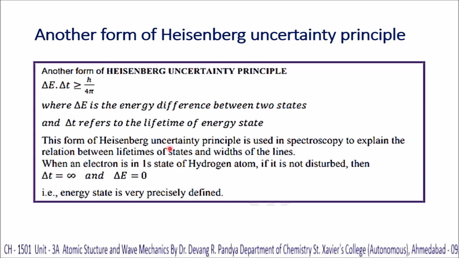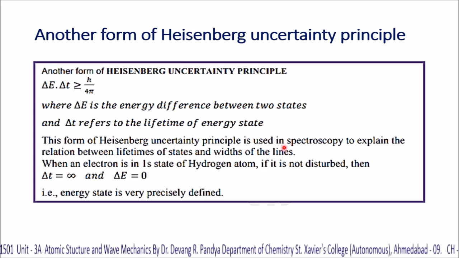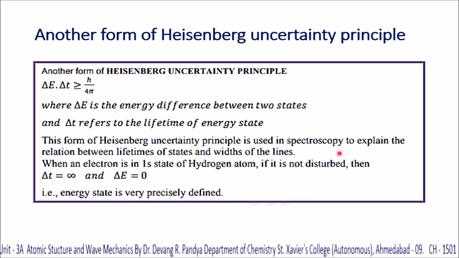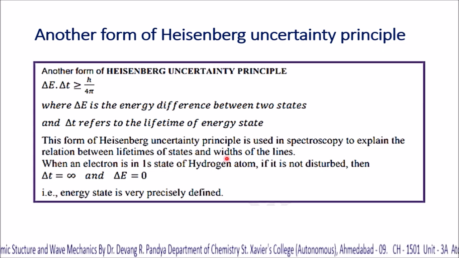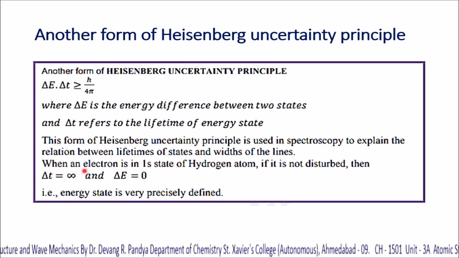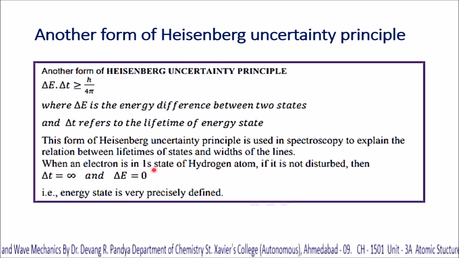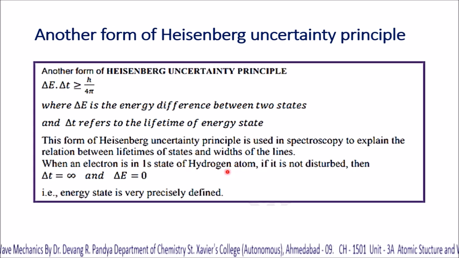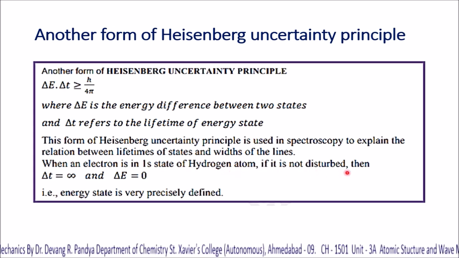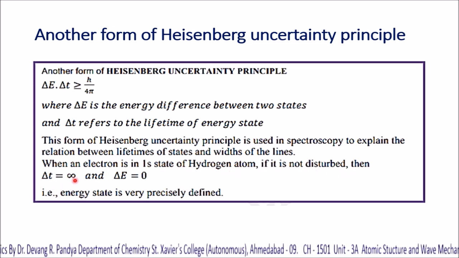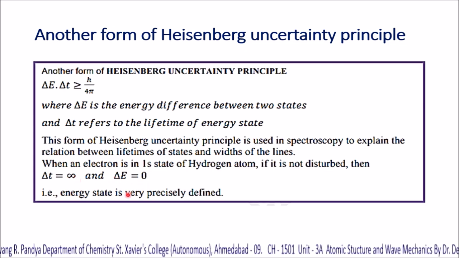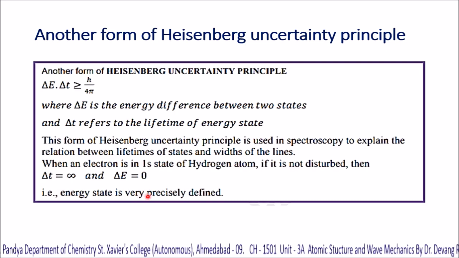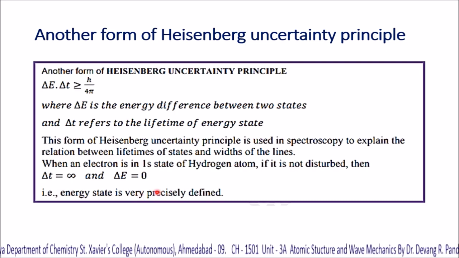This form of the Heisenberg uncertainty principle is used in spectroscopy to explain the relation between lifetimes of states and widths of lines. When the electron is in the 1s state of the hydrogen atom, if it is not disturbed, then delta T is infinitely high and delta E is going to be 0. The energy state is very precisely defined here.